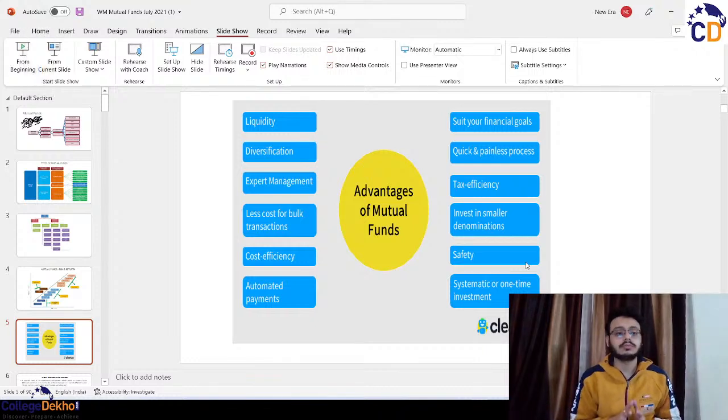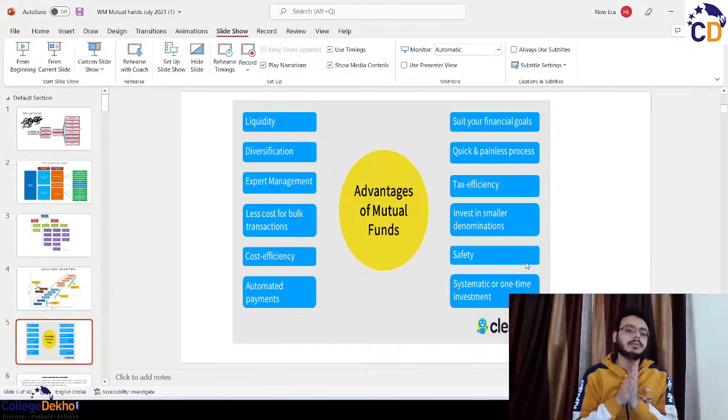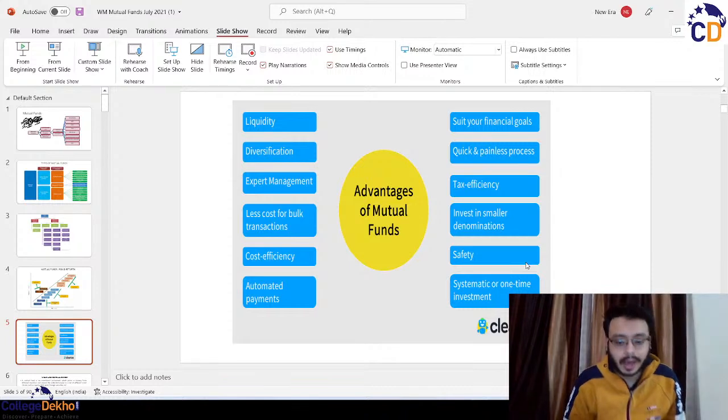Talking about the mutual funds. So in the previous session we were talking about mutual funds and we started our initial discussion. We tried to understand the basic concept of the mutual fund, what exactly a mutual fund is and how it works. And we also noted the three types of mutual funds.